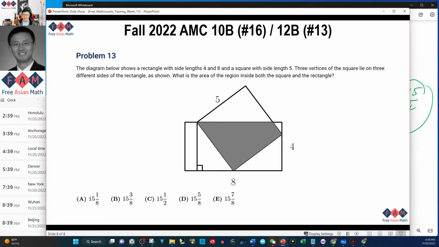On the surface, you have AMC, Mathcounts. All those problems are actually fairly kind of just easy, okay?